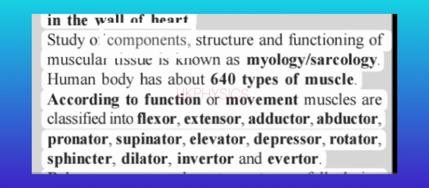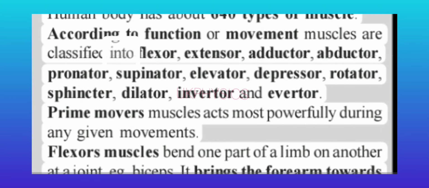Study of components, structure and functioning of muscular tissue is known as myology or sarcology. The human body has about 640 types of muscle. According to function or movement, muscles are classified into flexor, extensor, adductor, abductor, pronator, supinator, elevator, depressor, rotator, sphincter, dilator, inverter and evertor.